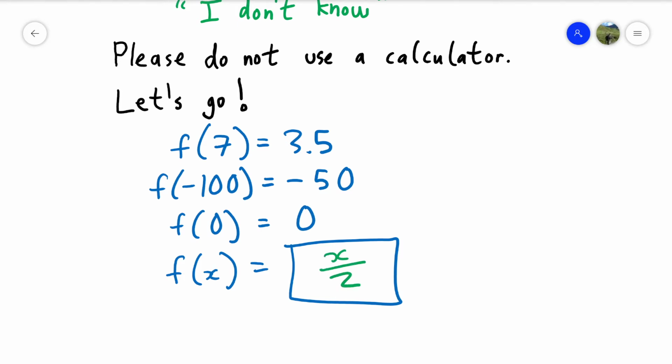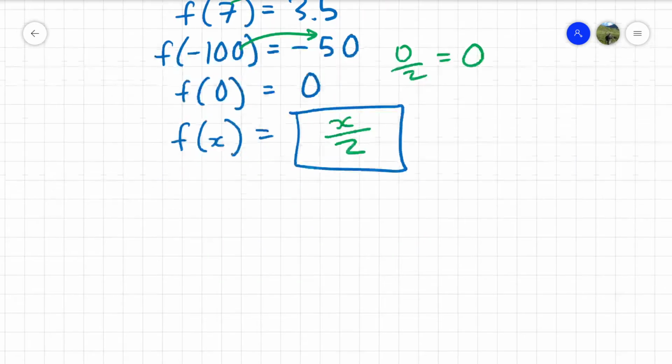X divided by 2, because 7 divided by 2 makes 3.5, minus 100 divided by 2 is minus 50, and what's 0 divided by 2? Well, it's just 0. So that one, the 0 doesn't change. Let's do the next one.